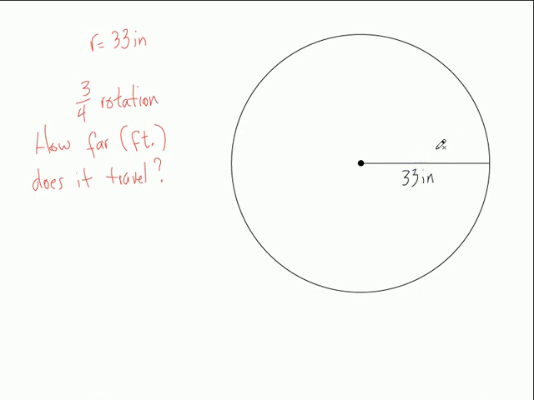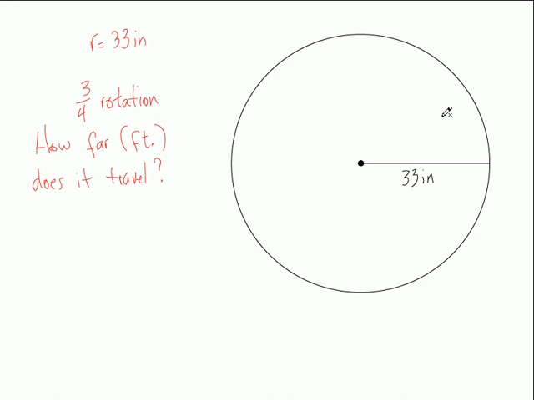Okay, so that's 33 inches, and we want to find out how far it travels when it goes 3/4 of a rotation. Now, how far does it travel? I mean, the tire is going to roll, isn't it? Like this. If I find out how far it travels horizontally along the ground, can't I just find the arc measure of 3/4 of the tire rotation?